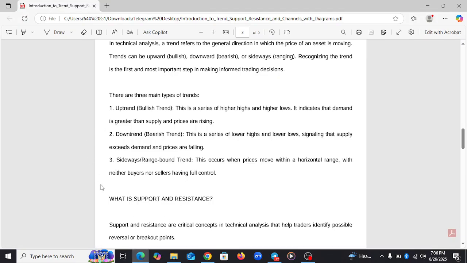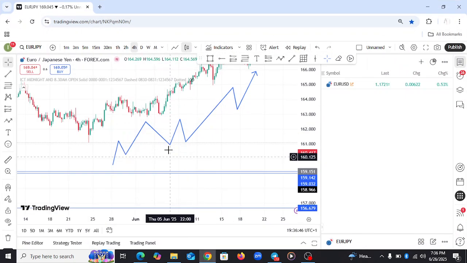In this video, we're talking about how the market moves on a downtrend and a sideways trend. Now, what is a downtrend? A downtrend is a series of lower highs and lower lows, signaling that supply is exceeding demand and prices are falling. So, a graphical representation of this would be on the chart. For example, we're talking about a downtrend now.